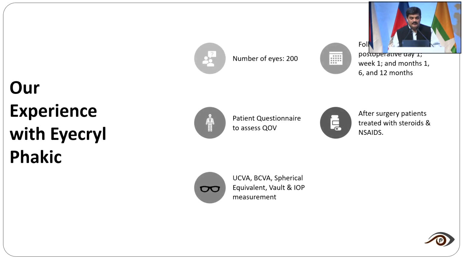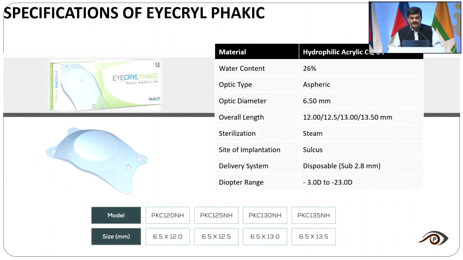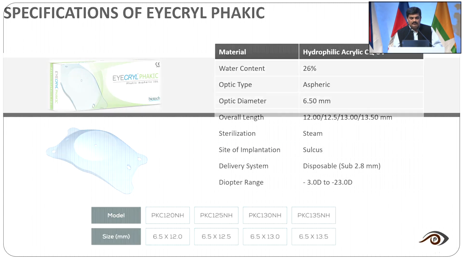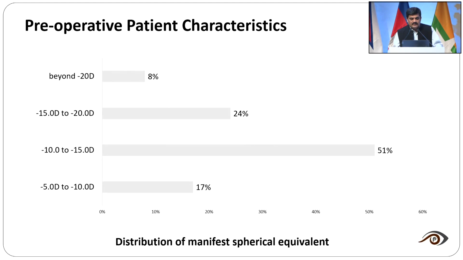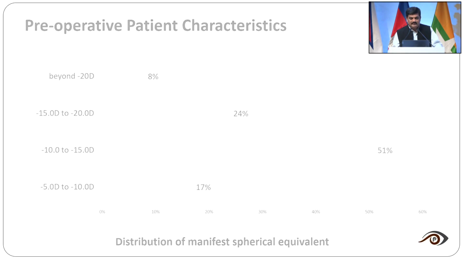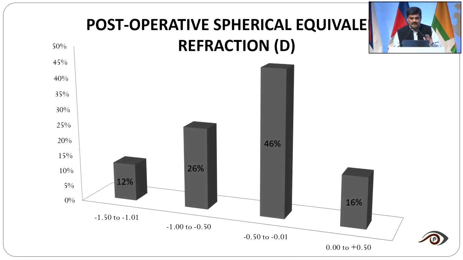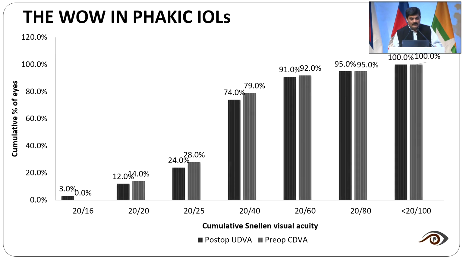So this is our experience with the regular acryl phakic, 200 patients. I think this is a hydrophilic material. Most of the patients are in the range of -10 to -15 diopters. 46% of the patients have a spherical equivalent between 0.5 and -0.1. Then the wow factor: almost 95% of the patients, and at 20/16 almost 90% of the patients.